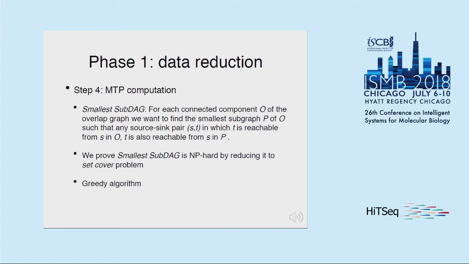Because of this, we model this problem as a combinatorial optimization problem called the smallest subDAG problem, in which for each connected component O of the overlap graph, we want to find the smallest subgraph P of O, such that for any source-sink pair S, T, in which T is reachable from S in O, T is also reachable from S in P. We prove this optimization problem to be NP-hard by reducing it to the set cover problem, then solve it by a greedy algorithm.